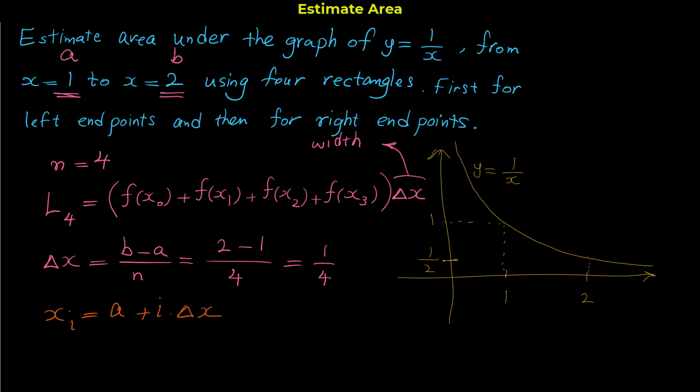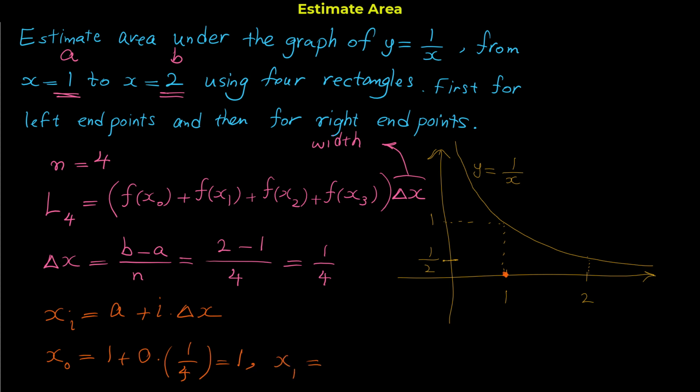So, based on this formula, what is x0? Now that we know the formula for finding x i's, let's find x0, x1, x2, and x3. x0 would be a. What is a in this question? a is 1, so 1 plus. Because if we want to find x sub 0, so i is 0, 0 times delta x. What is delta x? Delta x is 1/4. 0 times 1/4 is 0. 0 plus 1 is 1. So x0 is 1. So basically x0 is exactly here.